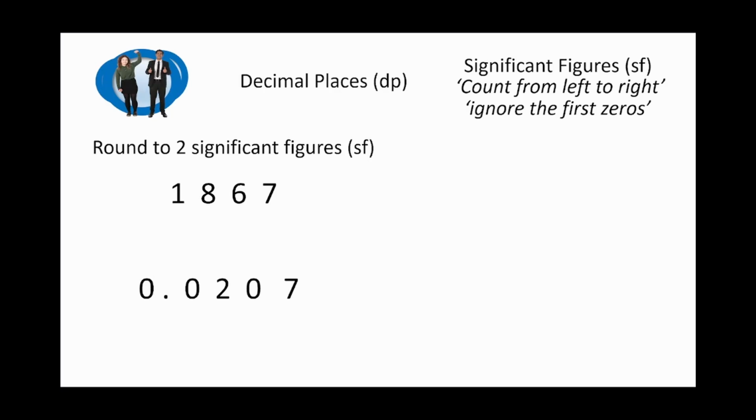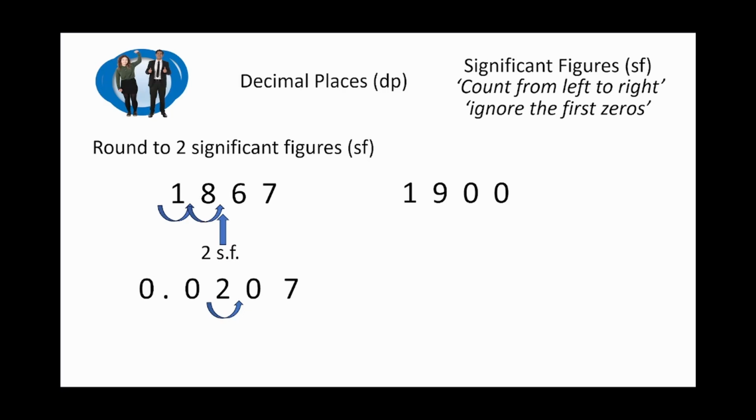Okay, so welcome back. Let's have a look firstly at rounding significant figures. I come from the left and I ignore zeros. 1 is my first significant figure. There's 1, there's 2. So that's the second significant figure. So the 6 is going to round up, in this case the 8. I'm going to get the answer 1,900.